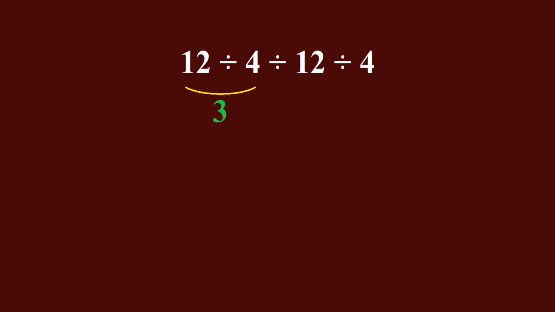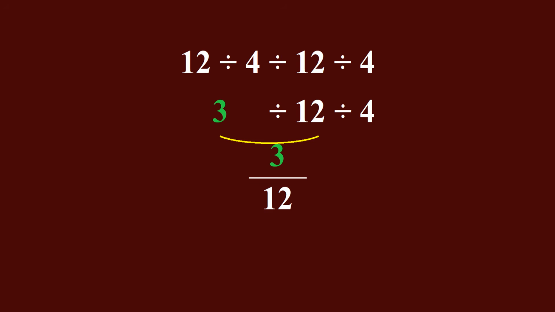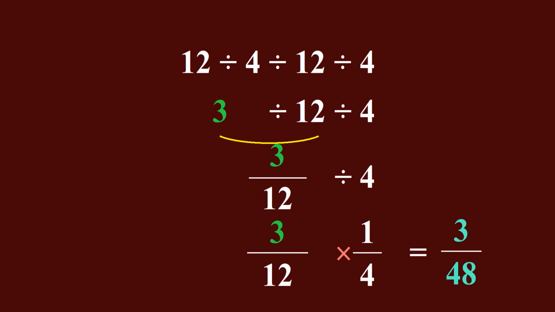So we have 3 divided by 12 divided by 4, and we can write this part as 3 over 12 divided by 4. So we must keep the first fraction, 3 over 12, and change division to multiplication. Then flip the second fraction, 1 over 4, which equals 3 over 48. And this is our final answer for this problem.